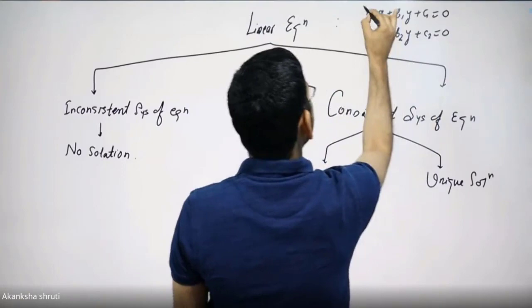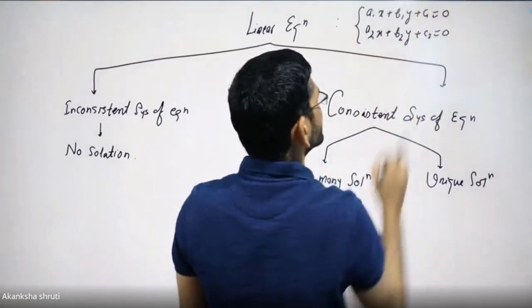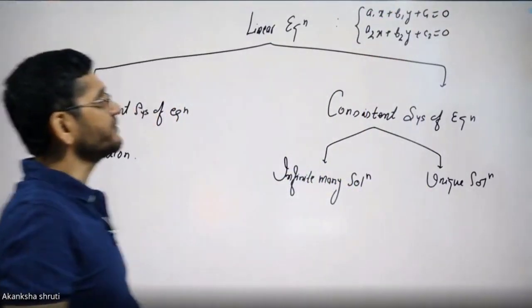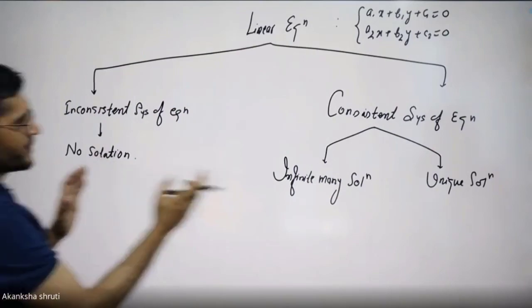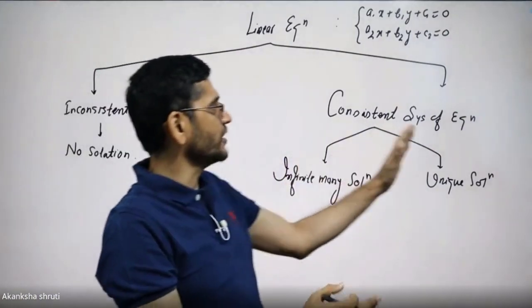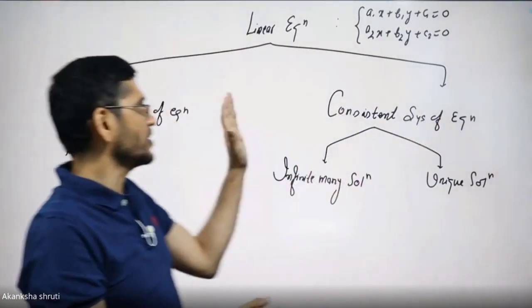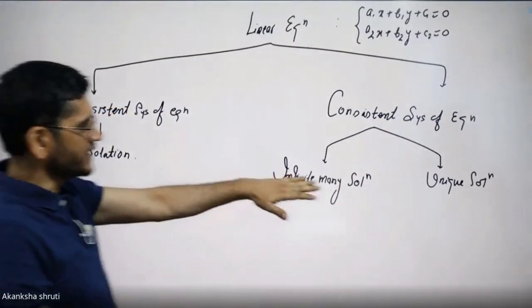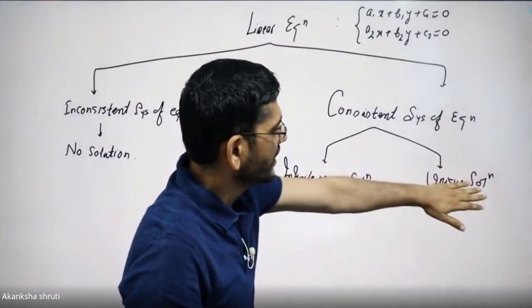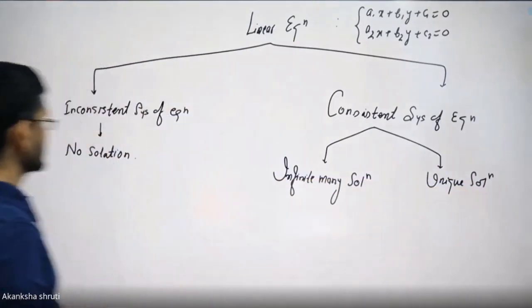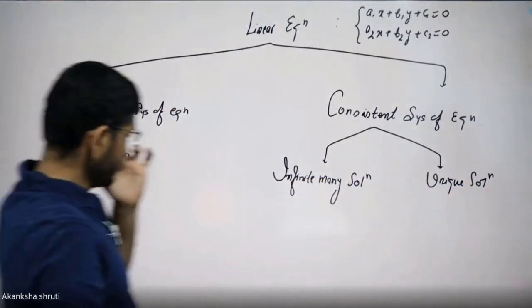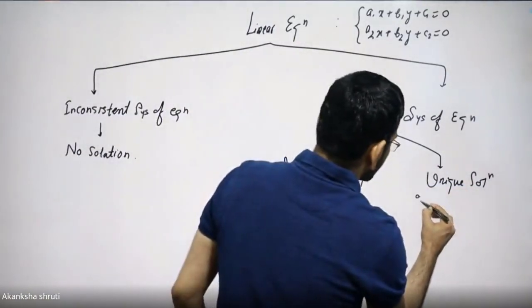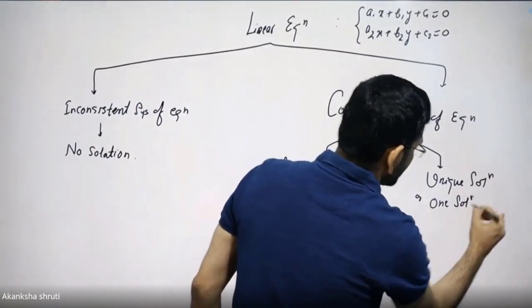We assume, students, that we are given any two linear equations in two variables. We have to find their solutions, whether they can be solved or not, meaning whether they are consistent or not. If consistent, infinite many solutions, or only one solution or unique solution. So this is unique solution, which is simply written as one solution, meaning the same thing.